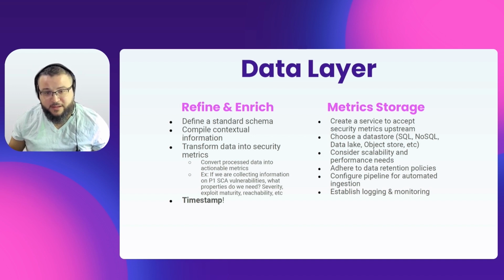After this decision, we can convert the data into actionable security metrics. For example, if we were collecting metrics on P1 SCA vulnerabilities, maybe we want to collect properties such as severity, exploit maturity, reachability, etc. Next, make sure to timestamp your metrics. This will allow you to have a snapshot of the day those metrics were collected and allow you to build over time graphs to measure performance.